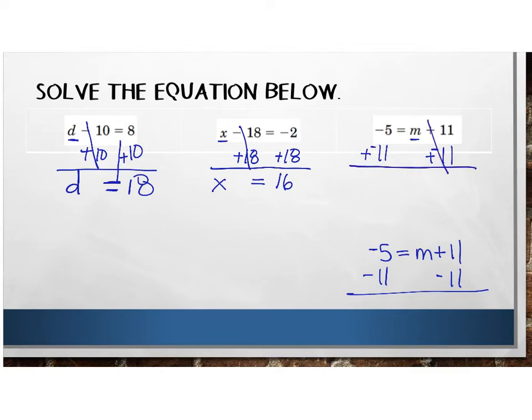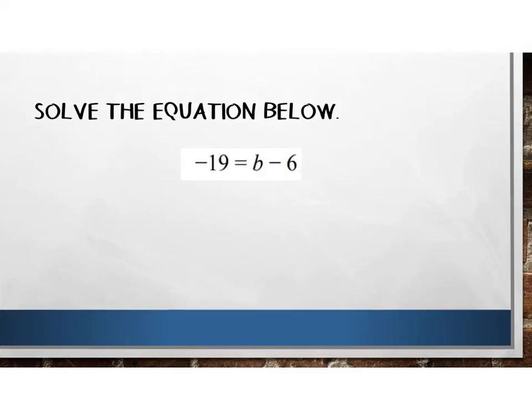So again, they zero pair out. My M is now isolated. I had -5, and I'm adding -11 to it. So that's going to make me, I'm not going to make any zero pairs. So that's going to leave me with a -16. Here's one that I want you to try.